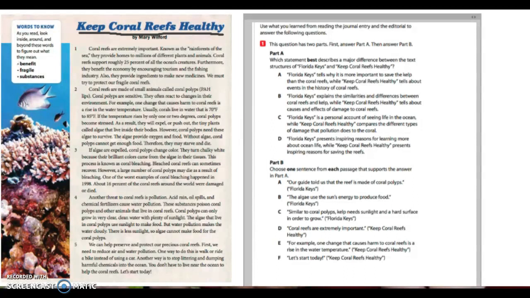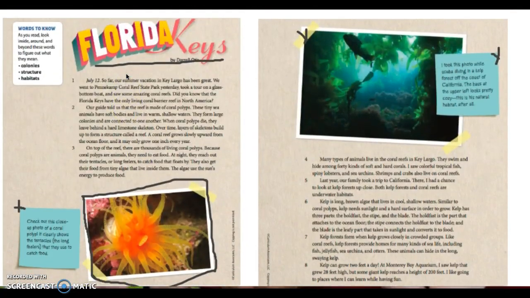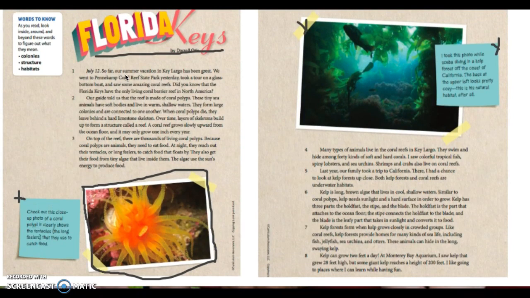Alright, I'm going to give you guys about 4 minutes to now go through your story with your group and look for clue words in the first passage, Florida Keys. So the first part is you're going to go with your group and look for clue words in Florida Keys to identify what type of text structure this passage is.